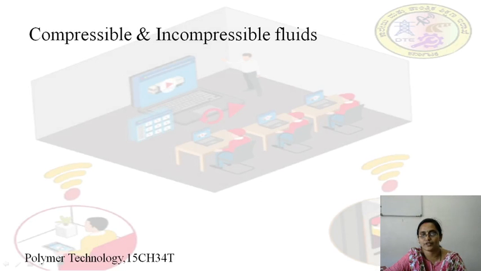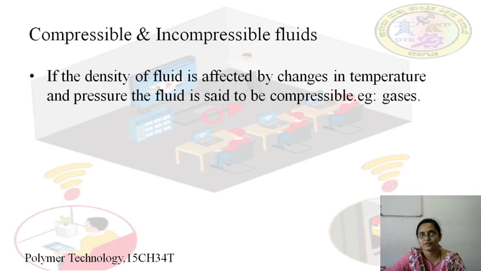Next, we are coming to compressible and incompressible fluids. What is a compressible fluid? We know fluid gets affected by changes in temperature and pressure. If the density of the fluid is affected by changes in temperature and pressure, the fluid is said to be compressible. Means if we change the temperature, pressure, or apply an external force on a fluid, and the density of the fluid changes, then it is said to be a compressible fluid.